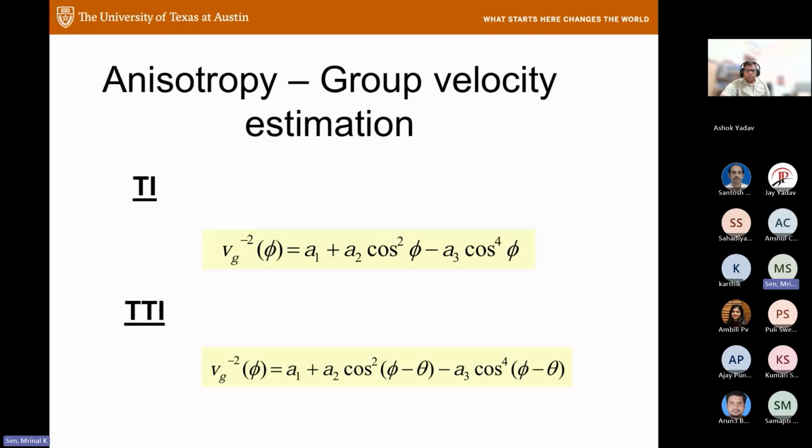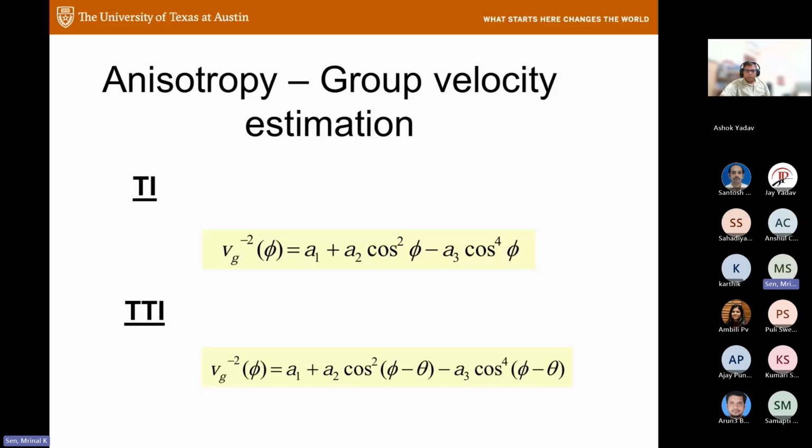One of my students, Dhananjay, actually did his PhD, and we were looking at some marine data that had TTI kind of anisotropy. In those days, 15 years ago, we couldn't do full finite difference solution of wave equations, so we were looking at approximate methods. And we came up with this.